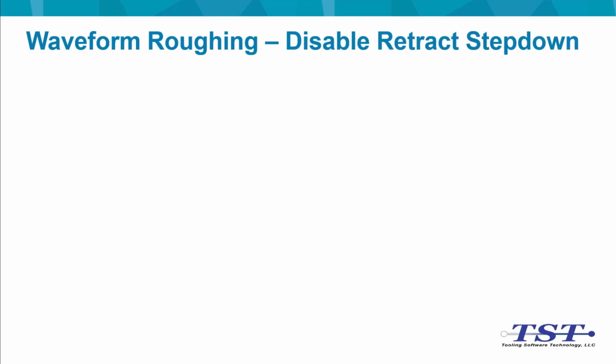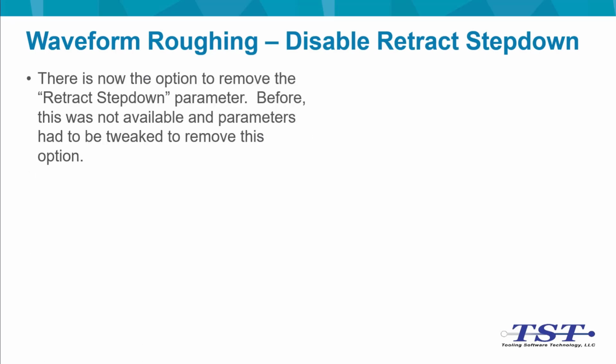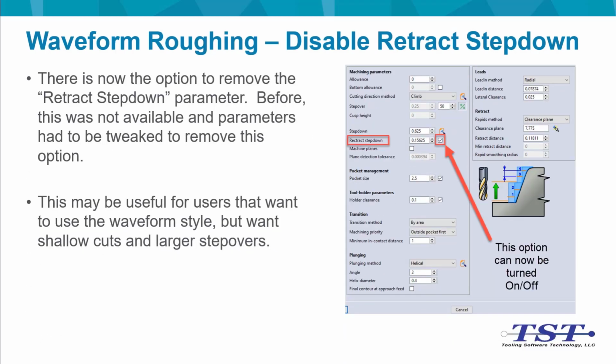Now with the waveform operation, you have the option to disable the retract step down. This may be useful for users that want to use inserted cutters that have a shallower depth of cut, but they still want the trochoidal movement. With this checkbox, you can uncheck it, so you don't have to input the same value for the step down and retract step down. You can just avoid the retract step down altogether.